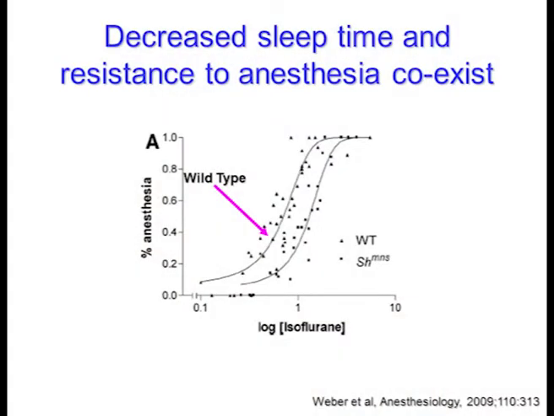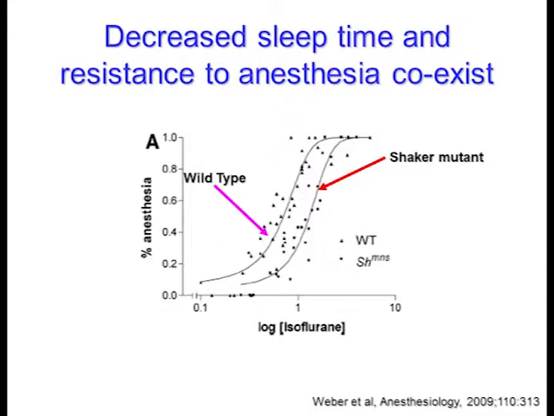So what these investigators did is they tested the wild-type phenotype, so the normal fruit fly, and compared it to this mini-sleep mutant that seems to have less of a need for sleep. And they exposed them to isoflurane. You're looking at a dose-response curve. This is the wild-type curve, so these are the Drosophila with a normal genetic background. And this is the Shaker mutant. What you can see is that there's a rightward shift in this dose-response curve.